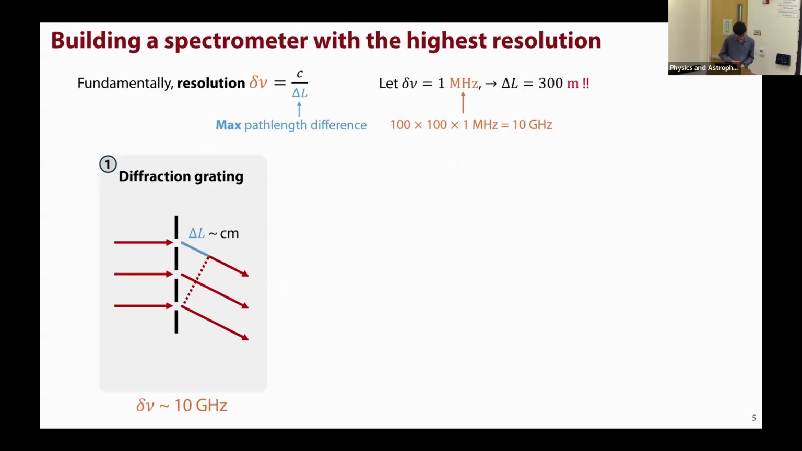Building a spectrometer with megahertz frequency resolution fundamentally requires a very long path length difference delta L in an interferometric device, on the order of 100-meter scale. A typical diffraction grating gives us a delta L of centimeter scale, so it provides a frequency resolution of about 10 gigahertz.